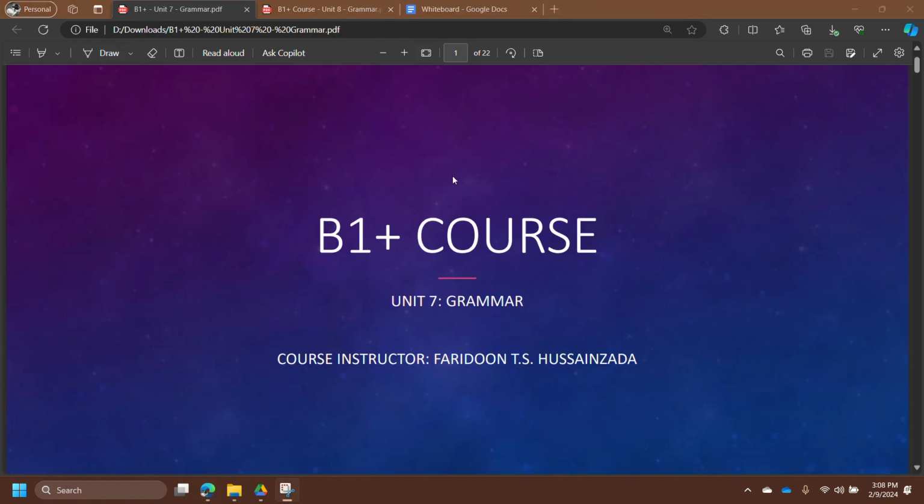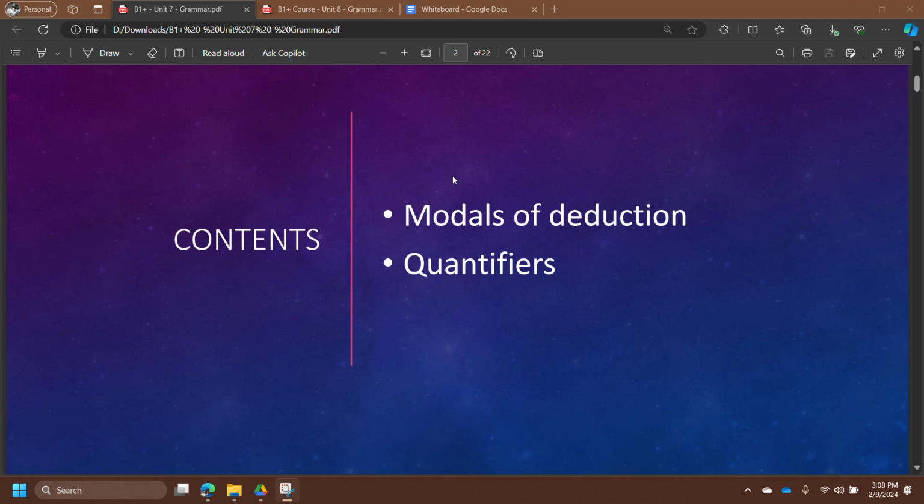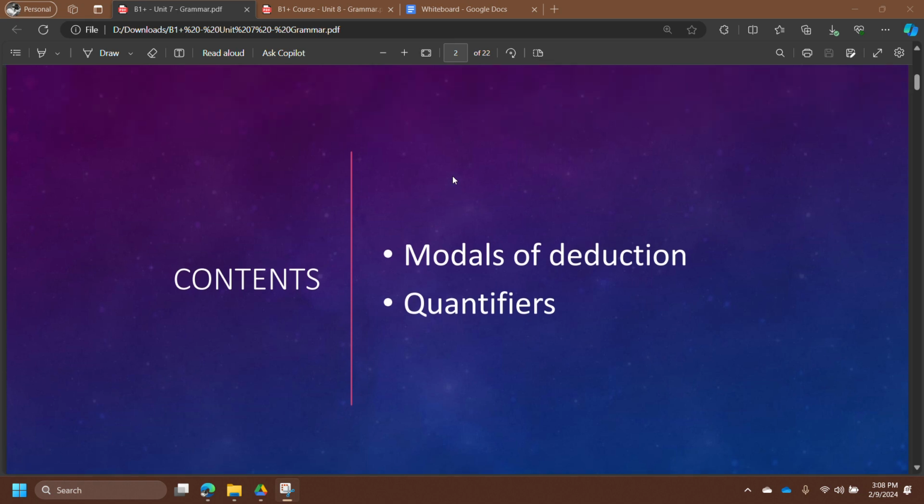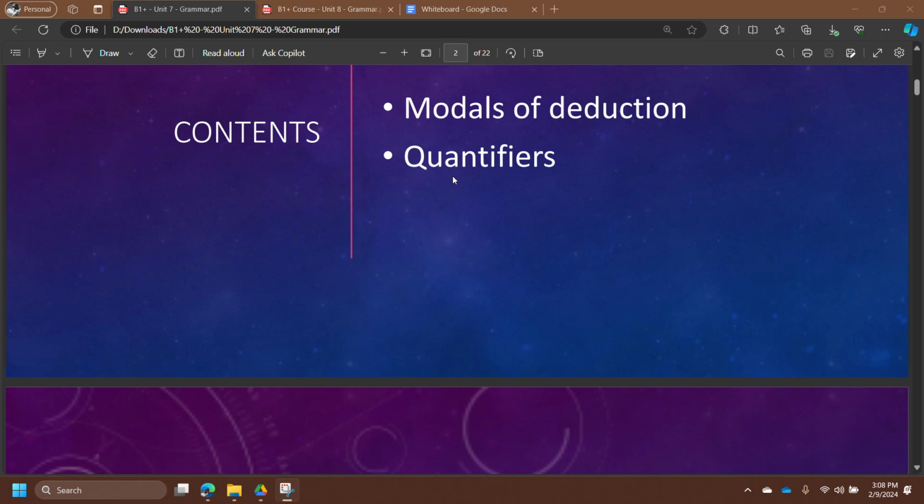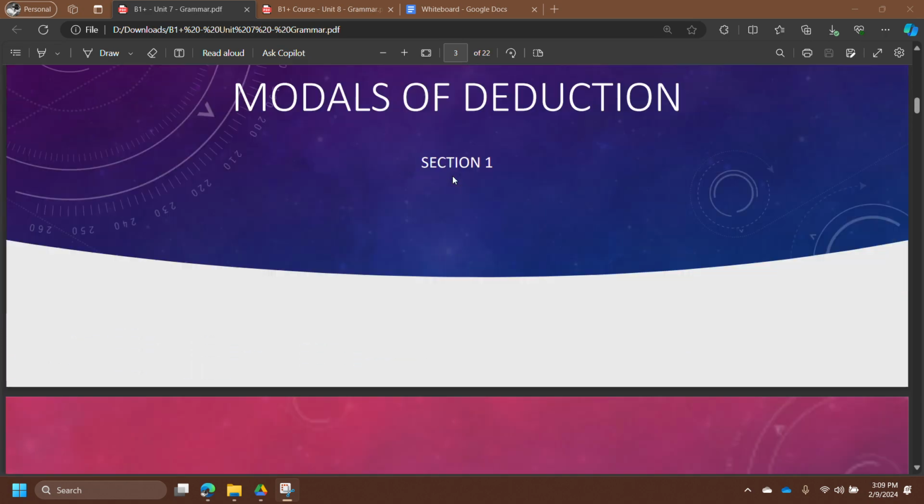And now moving on to Unit 7 of the grammar. Okay, so let's continue. The contents of this unit include modals of deduction and quantifiers. Okay, let's start with modals of deduction.